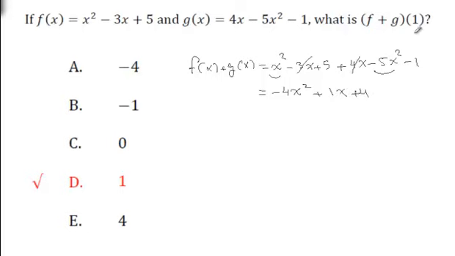Now they want you to find f plus g of 1. Okay? So we say f plus g of 1 is equal to... We take this final function, and we replace x with 1. So we say minus 4 times 1 squared plus 1 times 1 plus 4. 1 squared is 1, times minus 4, this is minus 4. 1 times 1 is 1, plus 4. So we get plus 4 minus 4 cancel, which is 0.